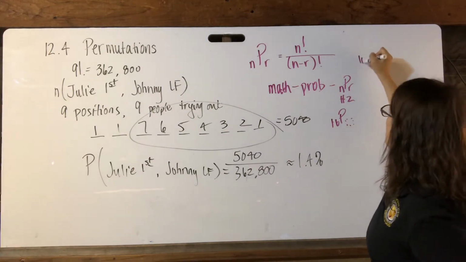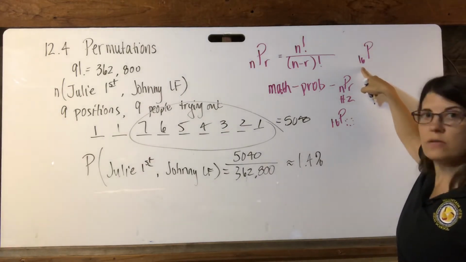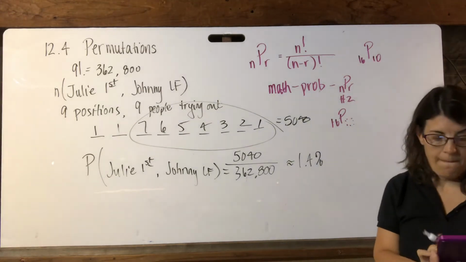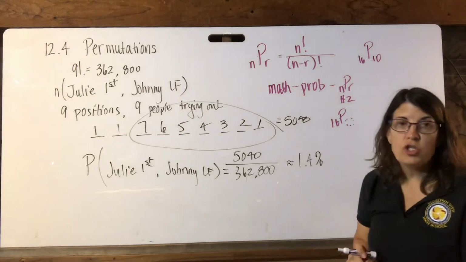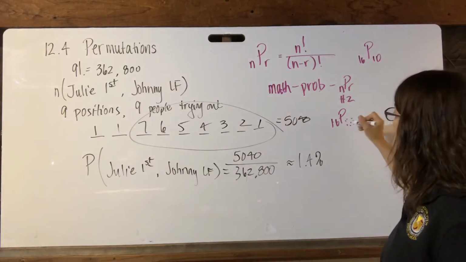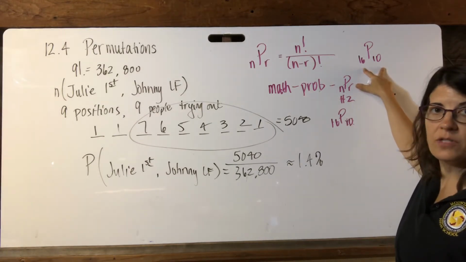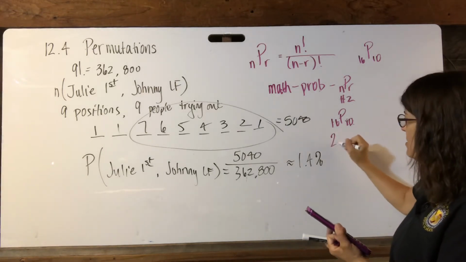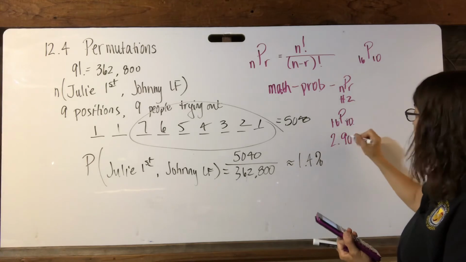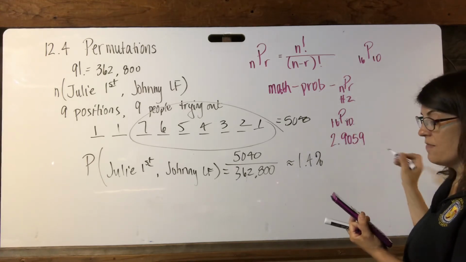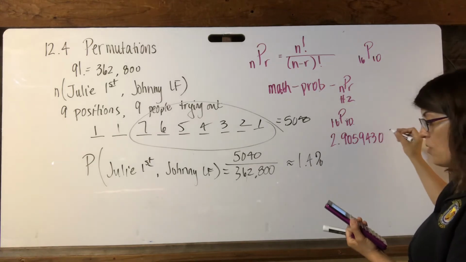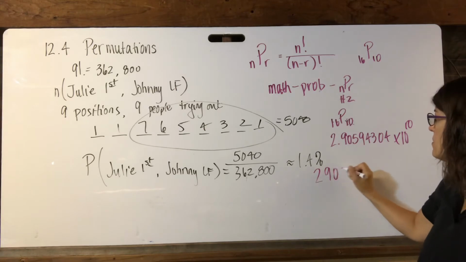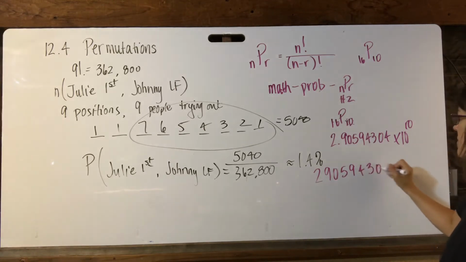So let's say you want to do 16. I have 16 things to choose from, and I want to choose 10 of those, let's say. That is a ginormous number. Woo! I just made this up. That's where I got it from. Totally made it up. Okay, it's, ready? 2.9059 4304 times 10 to the 10th. 1, 2, 3, 4, 5, 6, 7, 8, 9, 10.